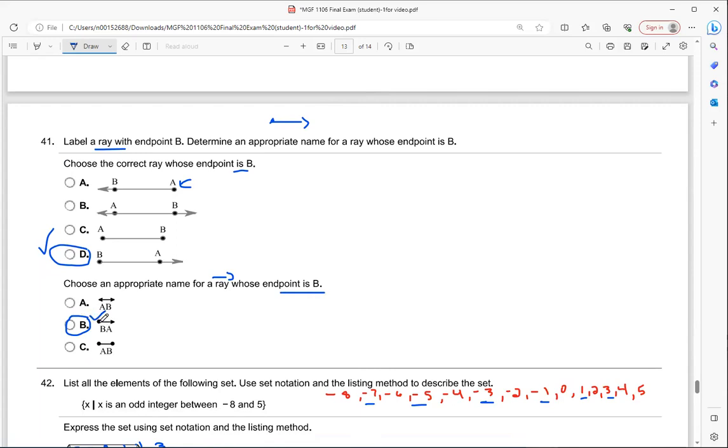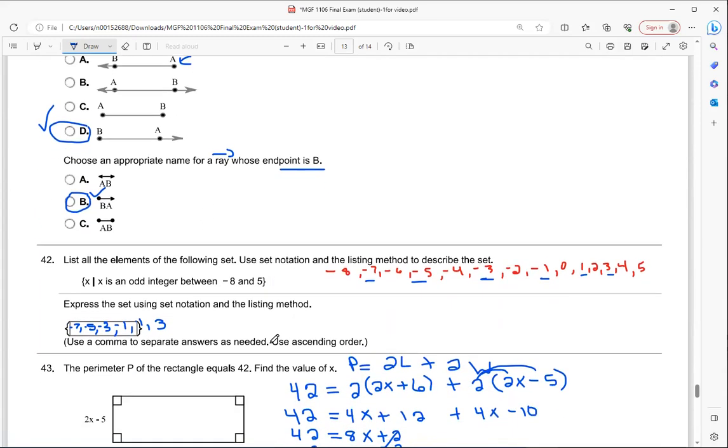Endpoint at B and an arrow that runs in the direction of A. For 42, list all of the elements of this set. We're going to use set notation to describe this situation, and then use our listing method to describe that set.